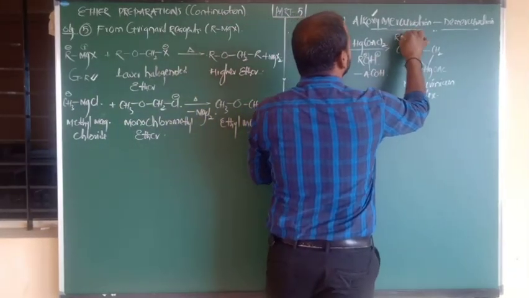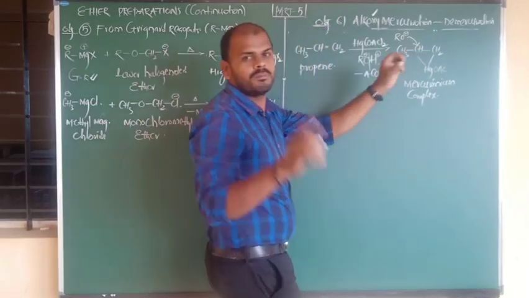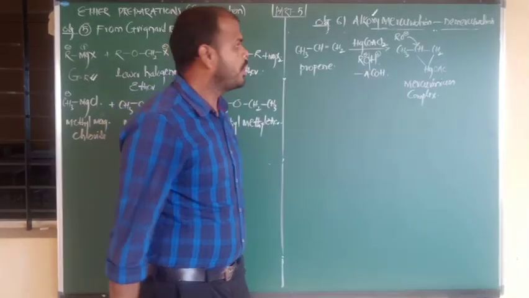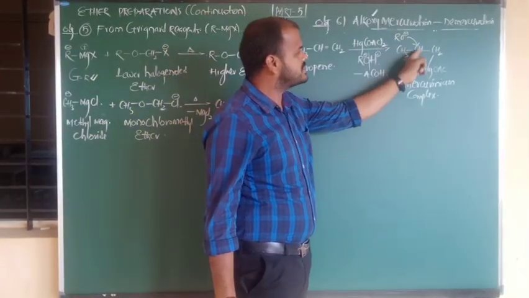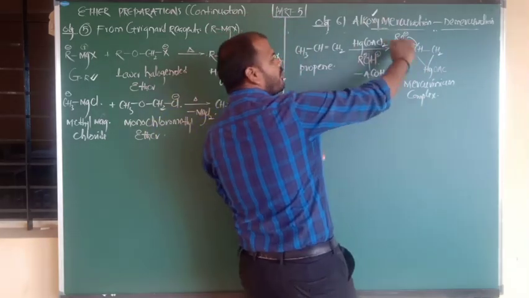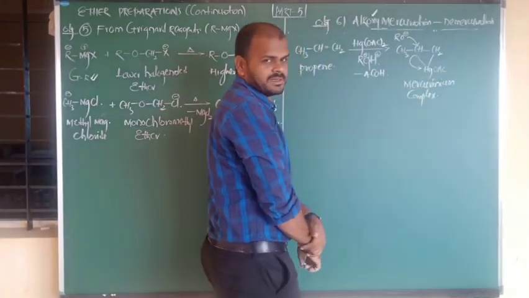So what is the alkoxy group? RO minus, nothing but the nucleophile. It attacks the more crowded site. As per the alkoxymercuration and demercuration rule, the nucleophilic attack, nothing but the alkoxy attack, takes place on the more crowded site. By the back attack or anti-attack of the nucleophile, bond delocalization takes place.